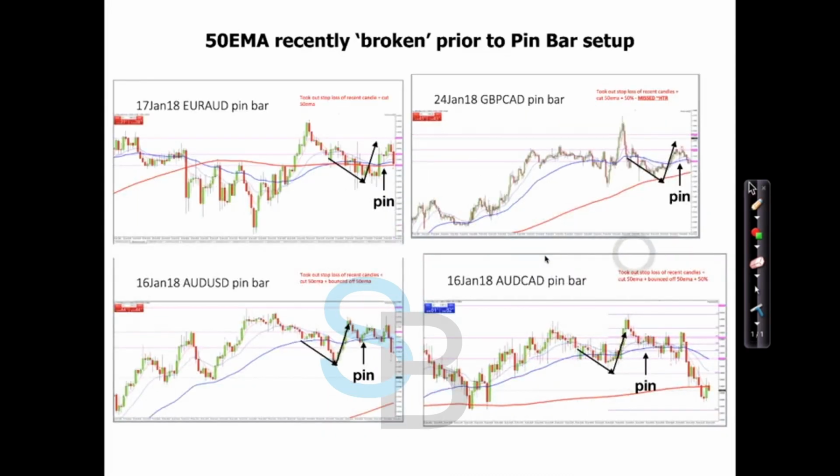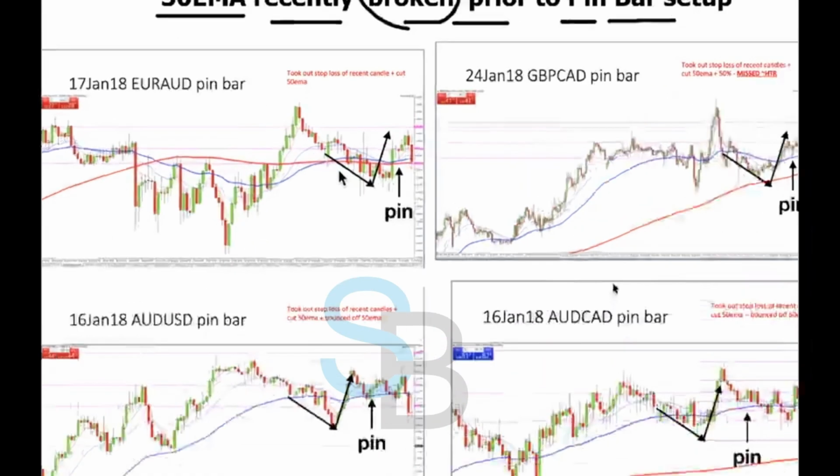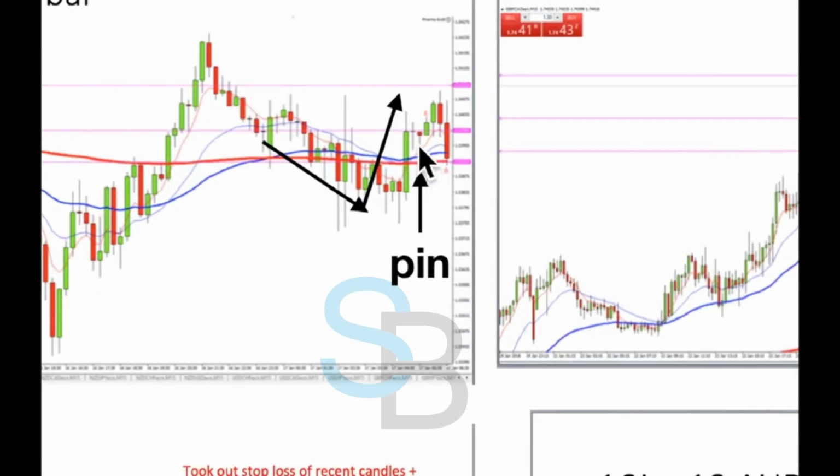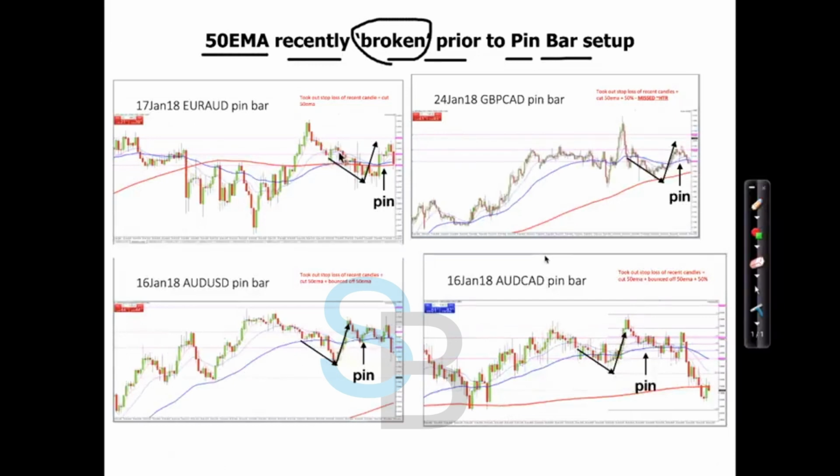So let me show you the ones which I will not trade. These are the ones where the 50 was recently broken prior to the pin bar setup. Okay, so again, you can see over here, the pin bar appears. Can you see 6 crossing above 18? Pin bar appears, and before it appeared, what happened? We had this break, right? The price breaks below the 50, comes back up again, and that's not what I want.